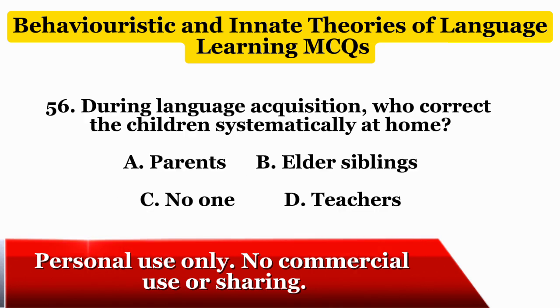During language acquisition, who corrects the children systematically at home? Parents, elder siblings, no one, teachers. Right option is C. Children are not systematically corrected by anyone at home during language learning.